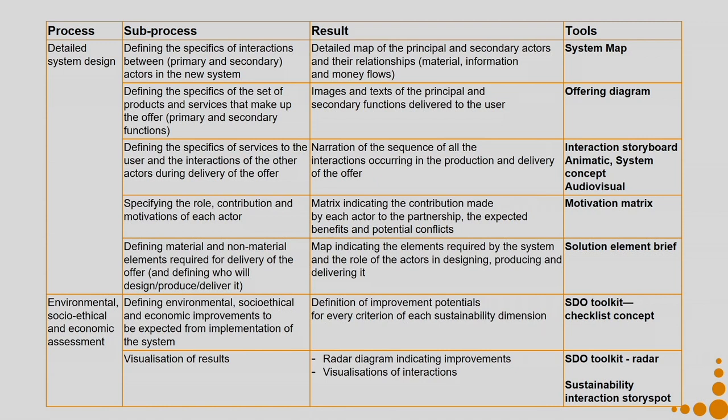The first step is defining the specifics of the interaction between primary and secondary actors in the new system. So you further detail out the systems map. In case in your third step you had already created a very detailed systems map, then you have already done this process. In case certain details are missing, you need to refine them. Always keep in mind that what you are creating now is the document which you will take to put into implementation. So all details need to be put out.